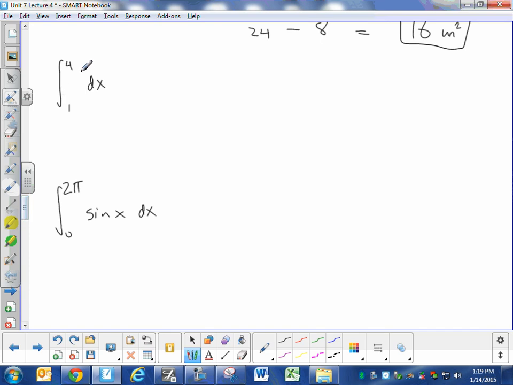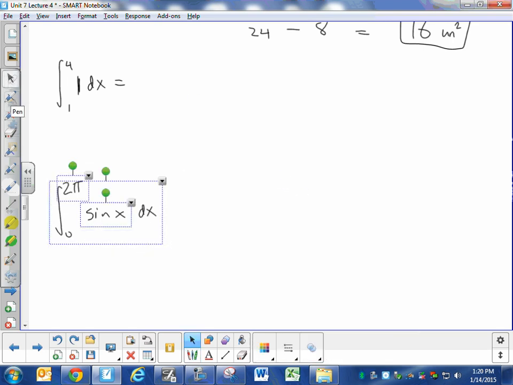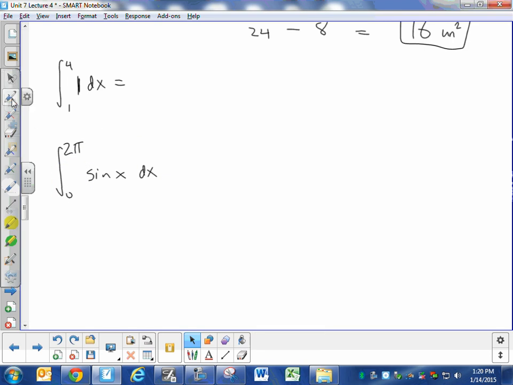Okay. You see something like this? Yes, you could do this geometrically, or now you can use the fundamental theorem of calculus. Maybe you use this to check. And then I want you to do this one twice.